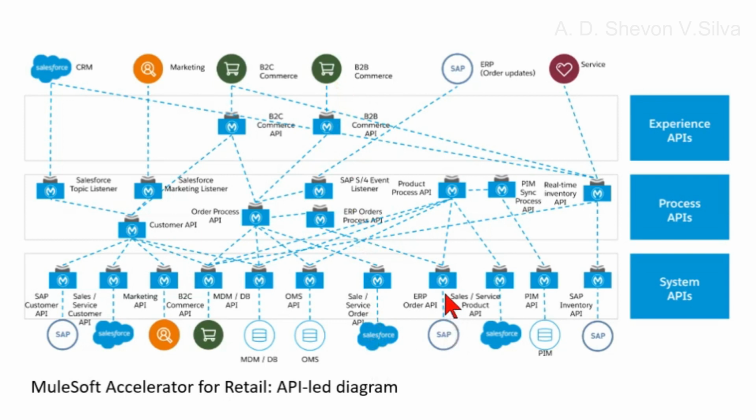Here ERP Order API interacts with ERP Orders Process API, and ERP Orders Process API interacts with Order Process API. Here Salesforce Marketing Listener interacts with Marketing, and SAP S4 Event Listener interacts with Order Process API and SAP and ERP Order Updates.